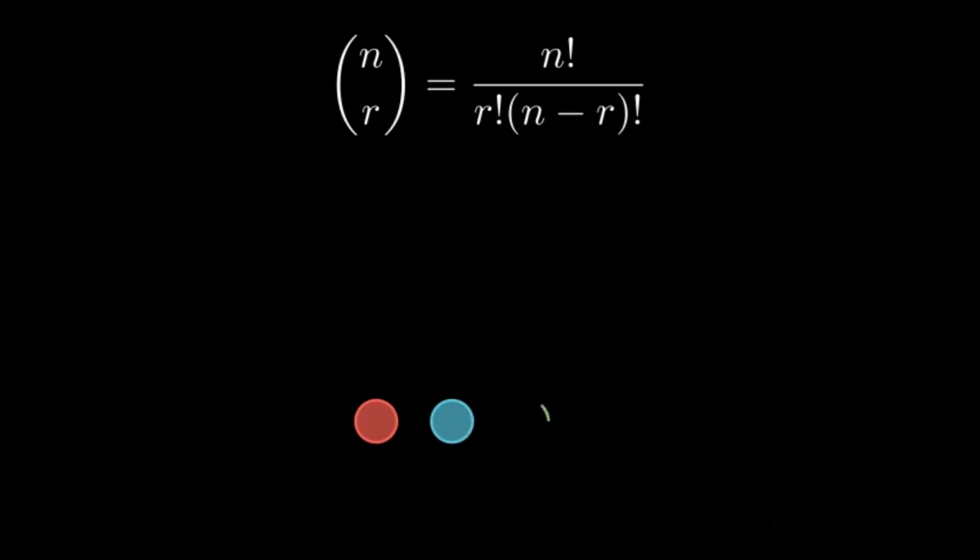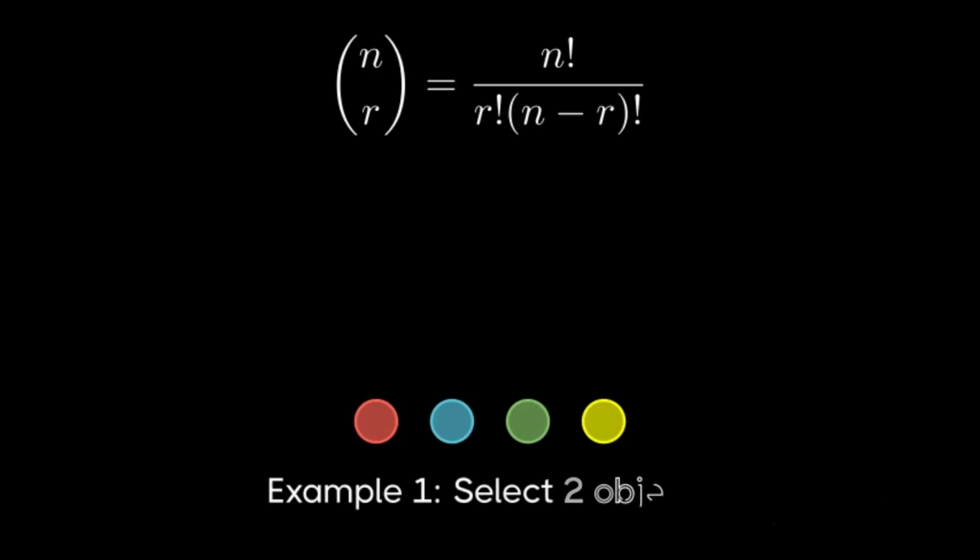Here we have a set of 4 distinct objects, represented by these colored circles. We'll explore how many different ways we can select various numbers of objects from this set. In our first example, let's find the number of ways to select 2 objects from our set of 4. Intuitively, we might think about different pairs we could form from these 4 circles. Here's one possible selection of 2 objects, the red and blue circles. But we could also select red and green, red and yellow, blue and green, blue and yellow, or green and yellow. That's 6 different possible selections.